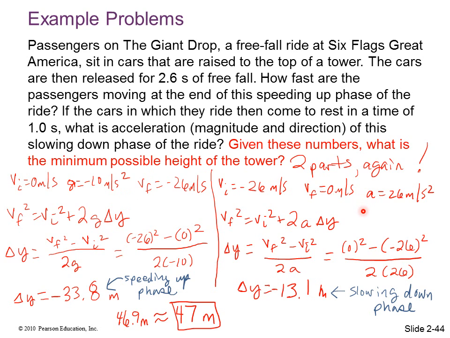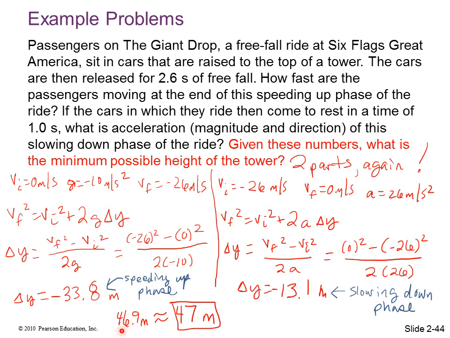And so here is the last part. It says, given these numbers, what's the minimum possible height of the tower? I've broken this into two parts. This is the delta y for the speeding up phase, because you have to take it from the beginning. This is the displacement heading down while they were speeding up. This was the displacement while they were slowing down. And I added these two numbers together, so this ended up being the final answer.